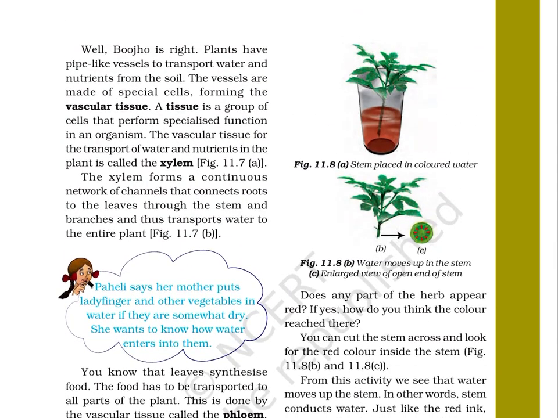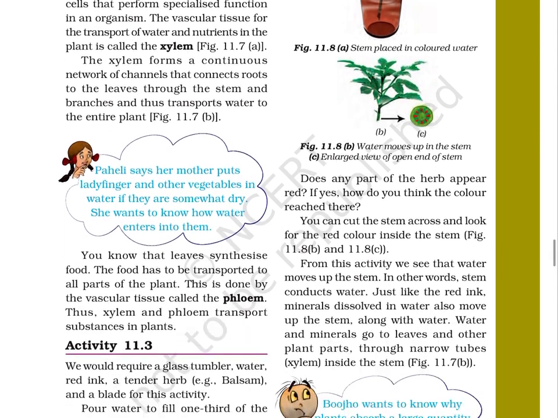Figure 11.8a. Stem placed in colored water. Figure 11.8b. Water moves up in the stem. C. Enlarged view of open end of stem. Here we can observe a circular stem. On it are small red shapes which form an inner circle inside it.